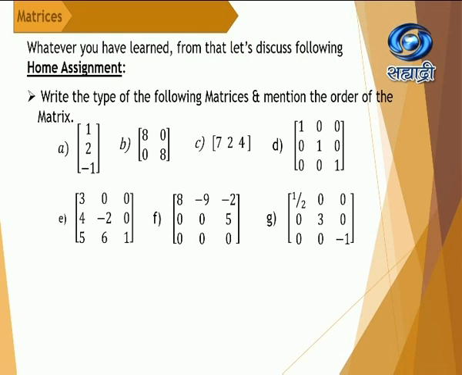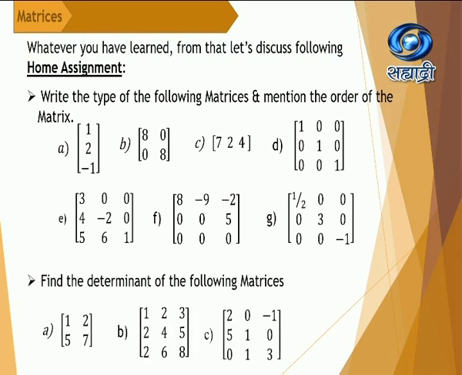Then E, if you observe here, above all diagonal entries are 0. So it's a lower triangular matrix. Then we have upper triangular matrix as F with 3 cross 3 order. And G, if you observe here, it's a diagonal matrix since the remaining off diagonal or non-diagonal entries are zeros, and it's a square matrix too.